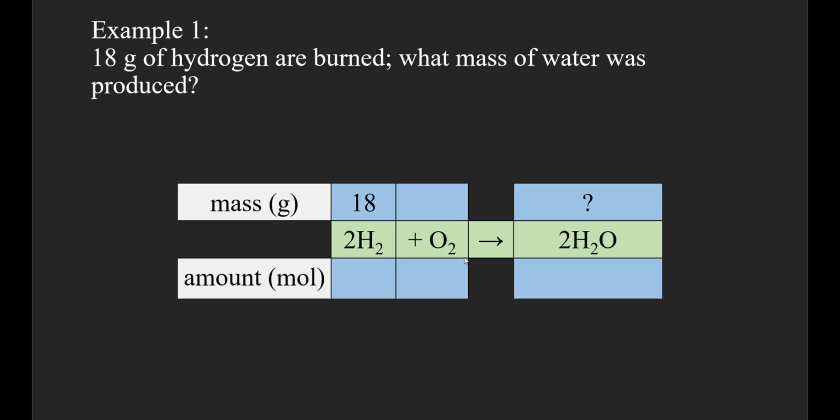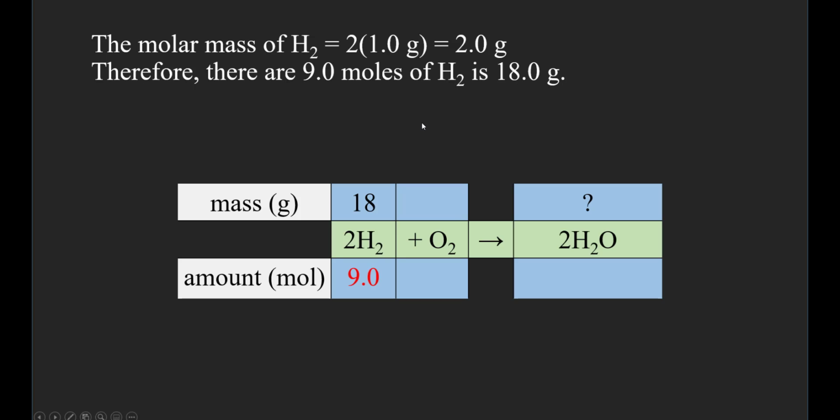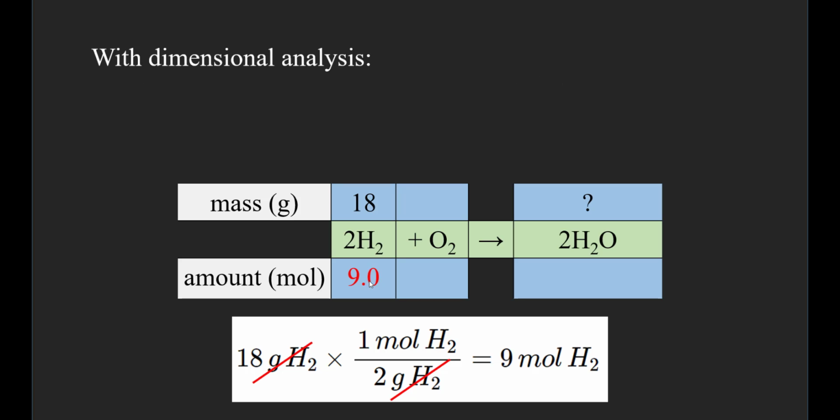Here's the first example. We have 18 grams of hydrogen that are burned. And the question is, what is the mass of water that we will be able to produce if all 18 grams can react? Well, the equation tells us that 2 hydrogens will produce 2 waters, so therefore we have to figure out how many hydrogens we have in 18 grams. We do that by looking at the molar mass. We notice that H2 has 2 grams per mole, so if I divide 18 by 2, I know that I have 9 moles. We think of them as 9 boxes of hydrogen.